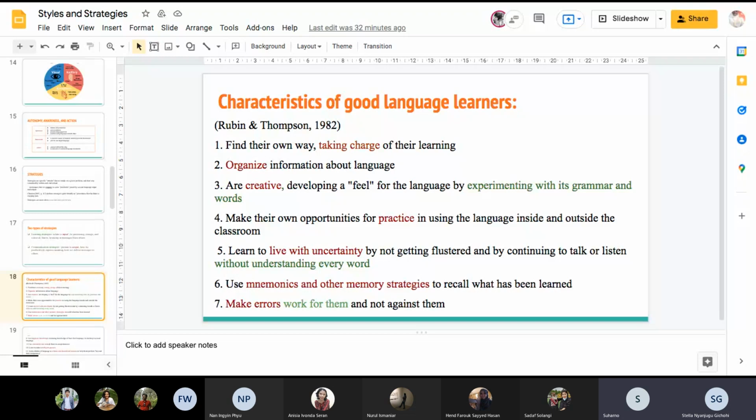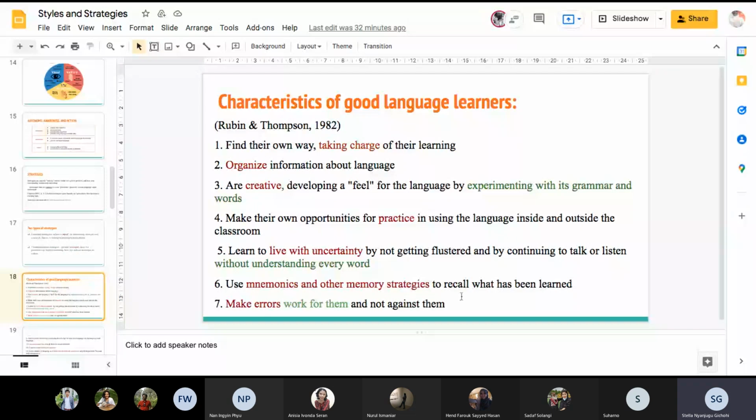Then number six, use of mnemonics and other memory strategies. These ones help them to remember. You are learning a new language. It's definitely you will not learn everything, but you might even forget. So mnemonics are very important, and also strategies that will help in recalling.